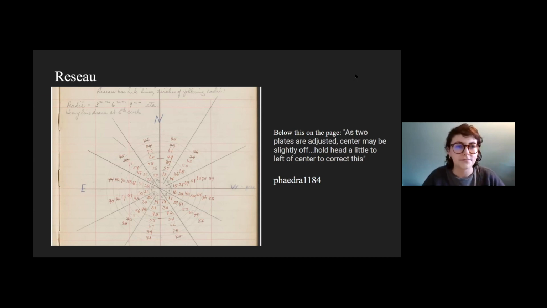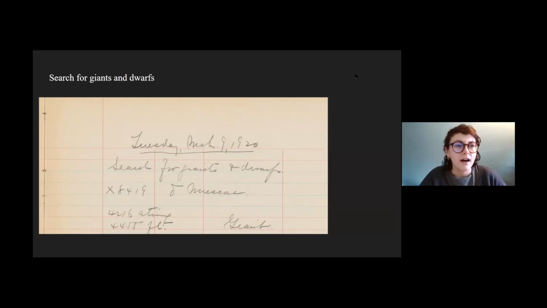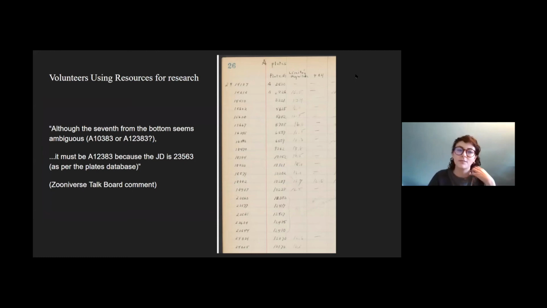And of course, we have another example of objects and glass plate recreations in the notebooks with the Large Magellanic Cloud. And also one of my favorites, Search for Giants and Dwarfs. This sounds very much like a sci-fi fantasy book to me, and so this is one of my personal favorite notes in the notebooks.